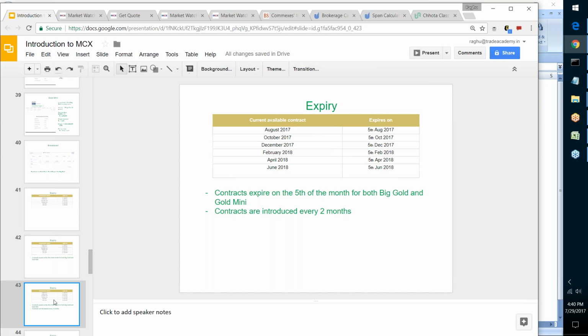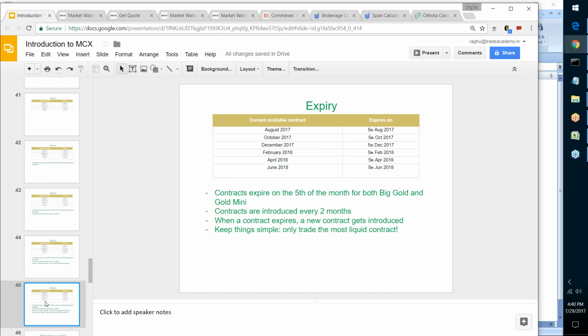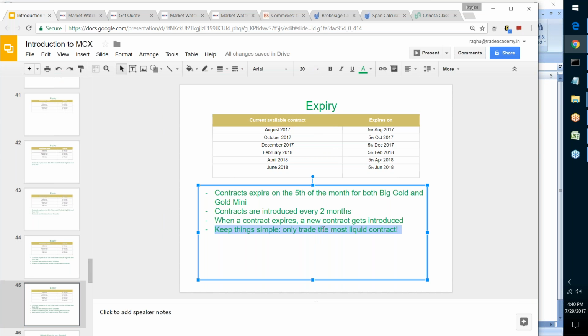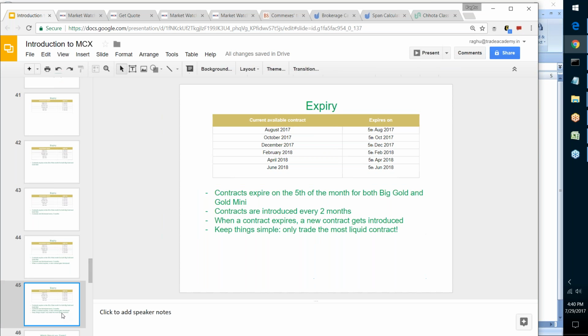Okay? So nothing complicated. Just keep in mind that it's the 5th of every month, and it's basically every 2 months. So in a nutshell, you just want to trade the most liquid contract, just like any other futures and options.